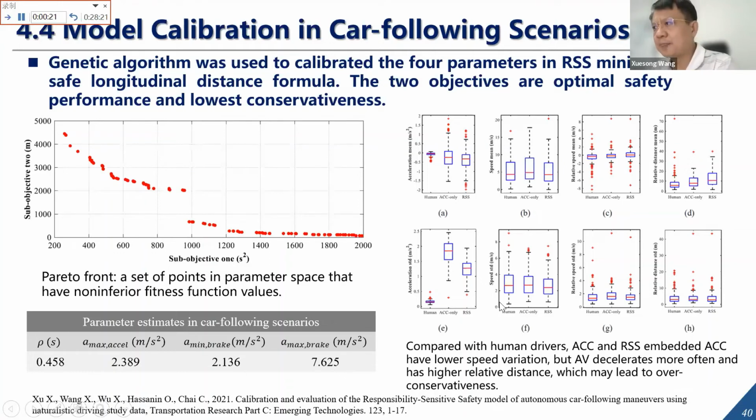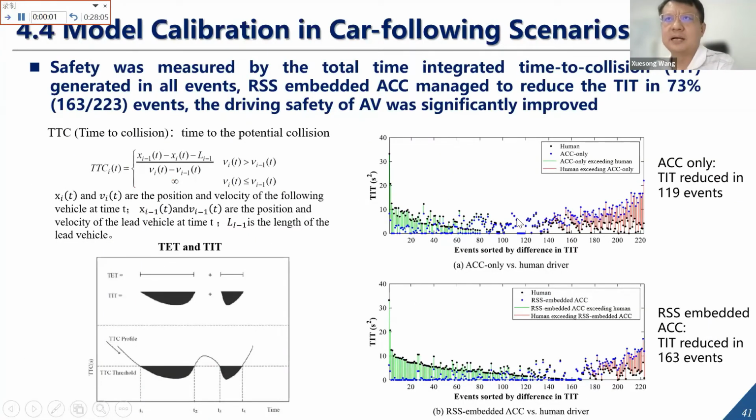We compared human drivers, ACC, and ISS embedded ACC, the three types, and then we found the calibrated ISS model is best in safety and in efficiency. This is how safety was measured, by the total time integrated time to collision (TIT). Generally, in all events, ISS embedded ACC managed to reduce the TIT by 73%. The driving safety of AV was significantly improved.